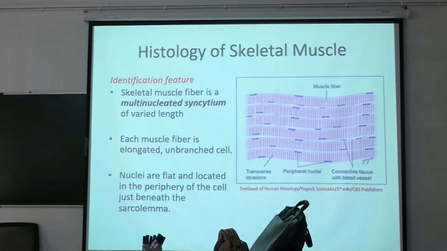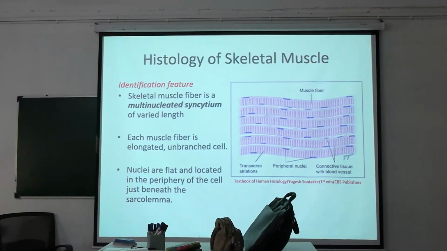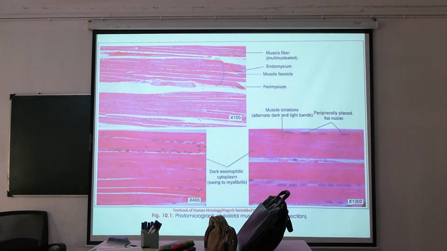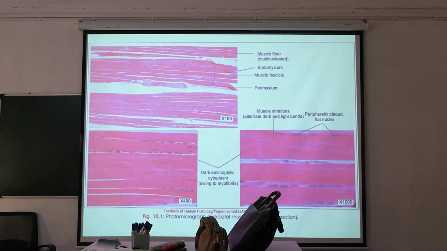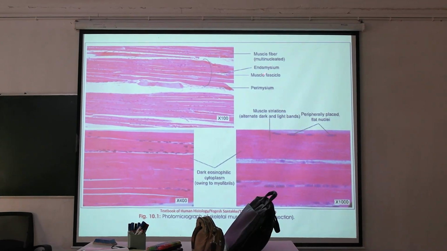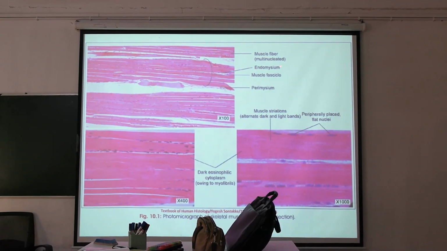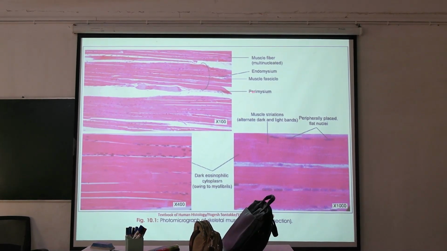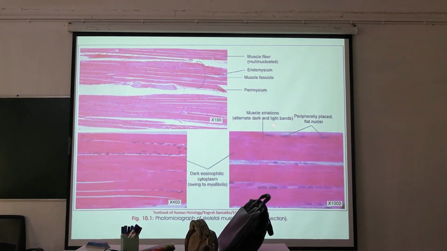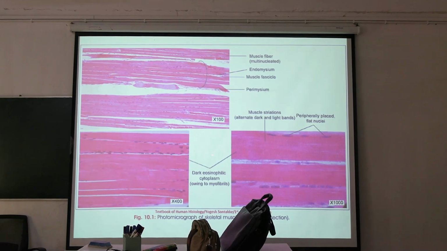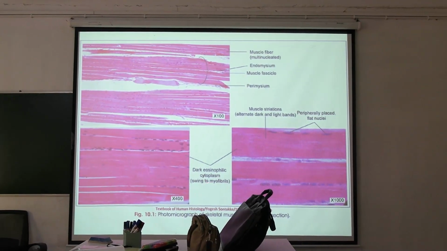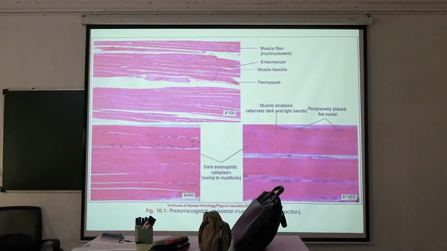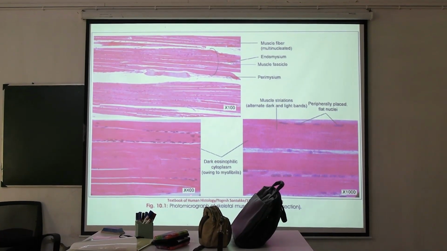Now the nuclei are flat and located in the periphery of the cell, just beneath the sarcolemma. Now, photomicrograph of skeletal muscle, longitudinal section. See the muscle fiber, endomysium, muscle fascicle, perimysium, muscle striations, peripherally flat nuclei, dark eosinophilic cytoplasm, going to myofibrils. This is 100x, this is 200x, this is 400x magnification.